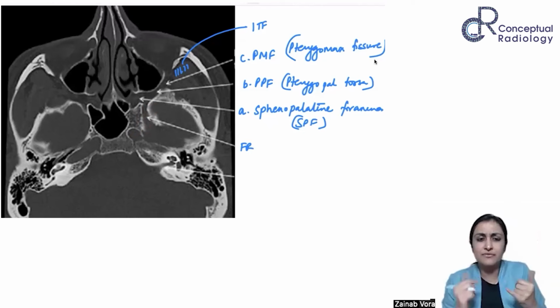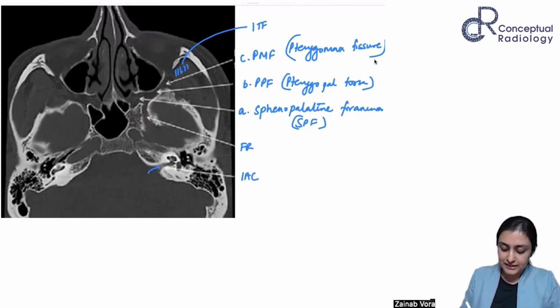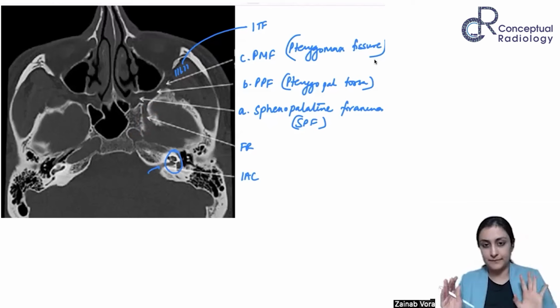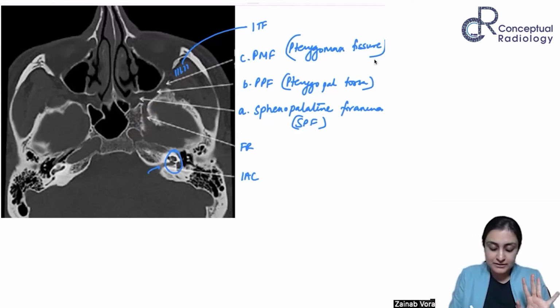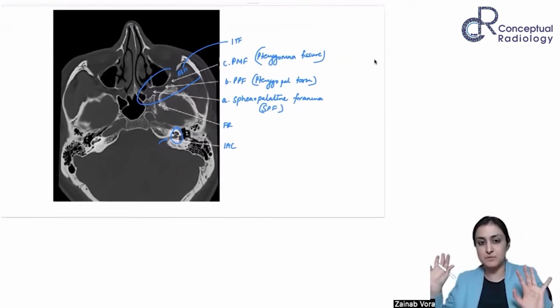When you look at it enough times, you will know. But I'll show you. So this is foramen rotundum, and this is nothing but the internal auditory canal which is leading up into the cochlea. Feeling comfortable with this, everybody? That was my aim, to orient you to the SPF, PPF, PMF in this particular section.